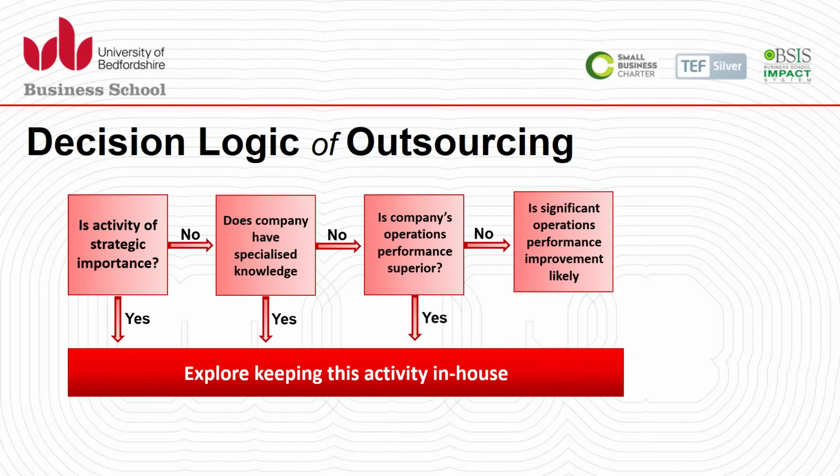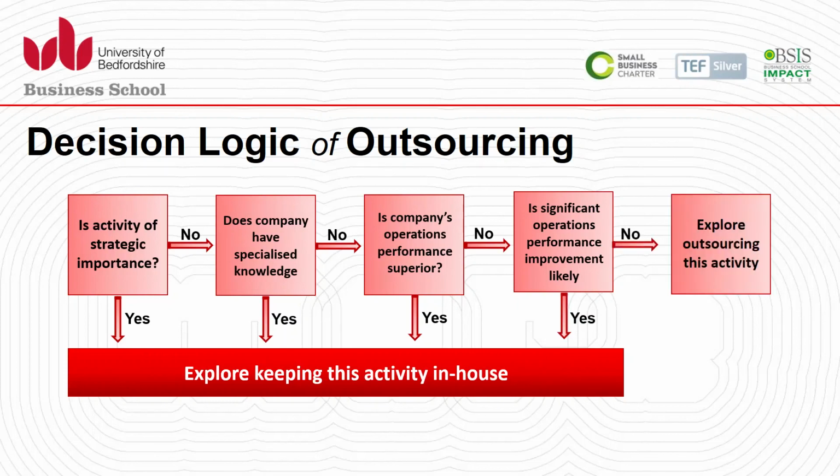So is a significant operation performance improvement likely? If the answer is again yes, we have to think about doing it in-house. If the answer is no, then obviously that is the point where we have to make a strategic decision, and that strategic decision is to explore outsourcing the activity to a third-party provider. Though we are looking at cost saving, pricing, technology, ability to meet the deadline, we also have to think about trust, service level agreement, communication, collaboration, coordination.